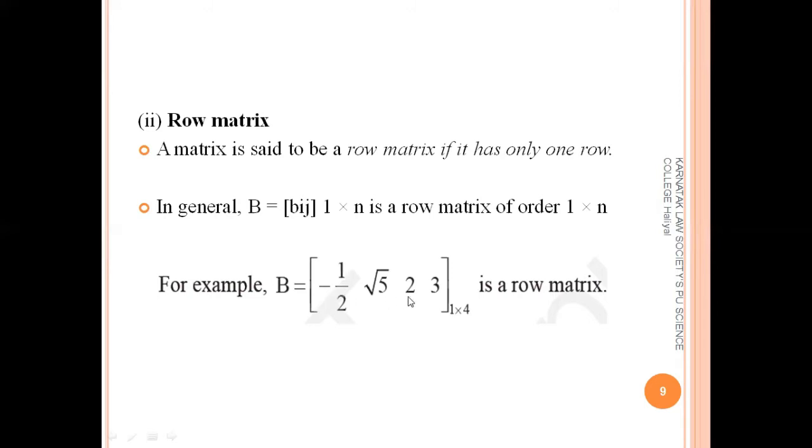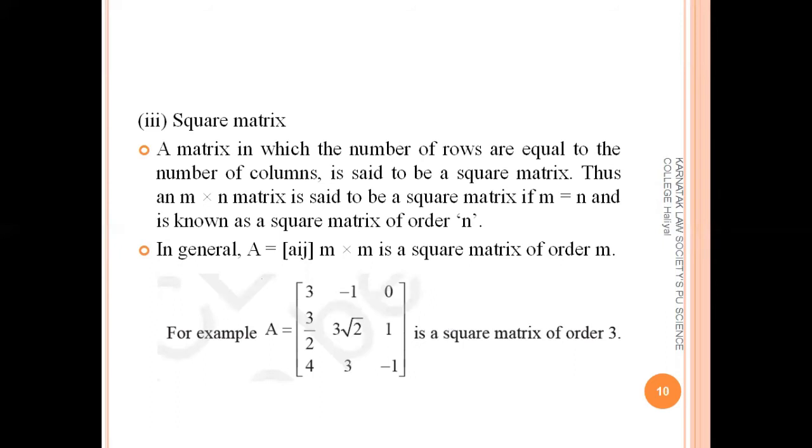Example given below here, it has 1 row but 4 columns. While writing the order, first we should write the rows first. That's why 1 by 4.